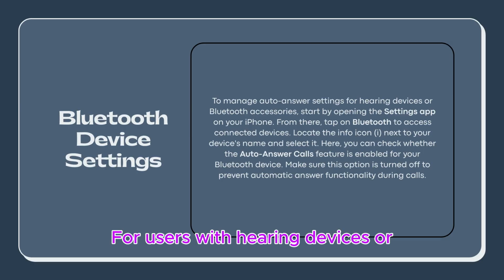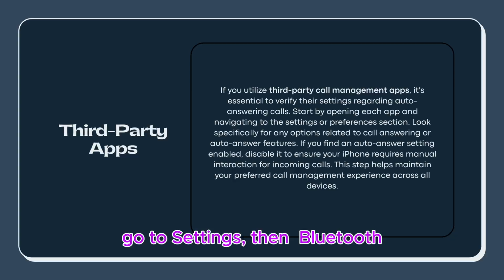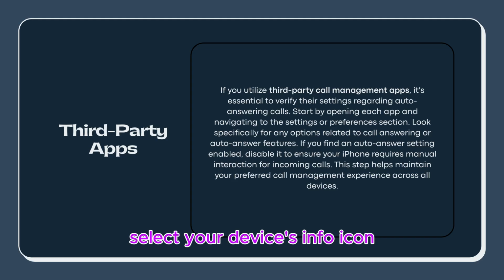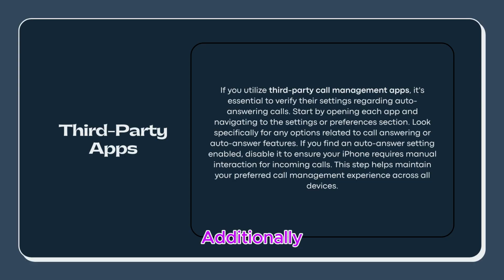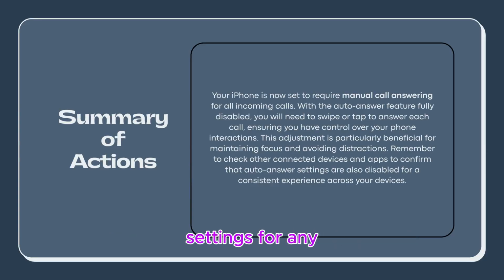For users with hearing devices or Bluetooth accessories, go to Settings, then Bluetooth, select your device's info icon, and check that Auto Answer Calls is not enabled there. Additionally, if you use third-party call management apps, check their individual settings for any auto answer options.